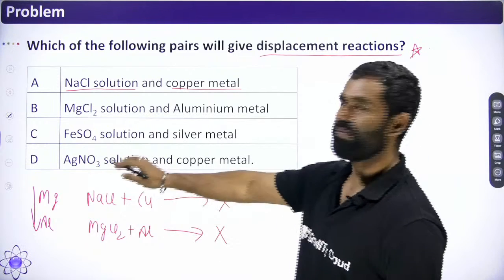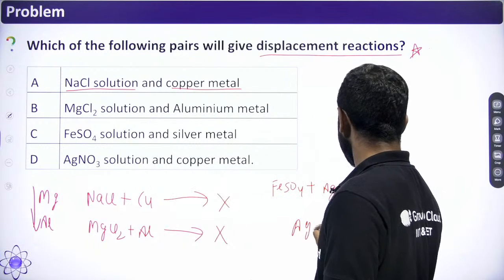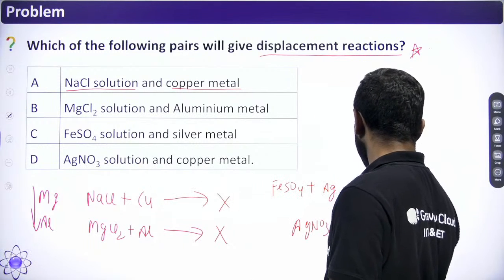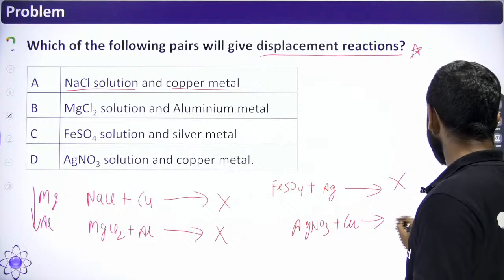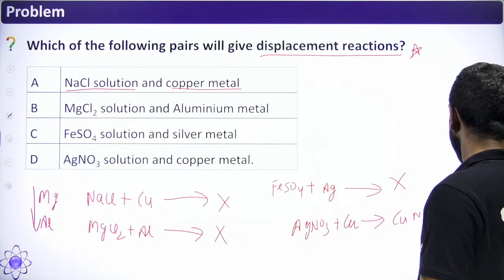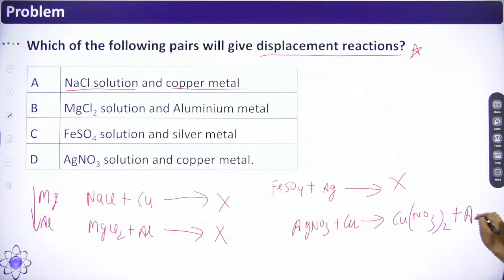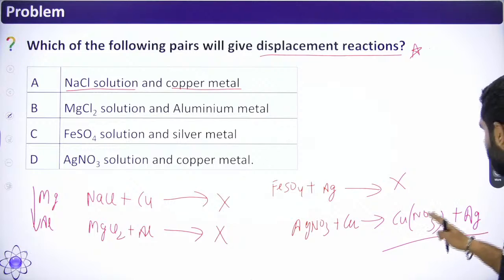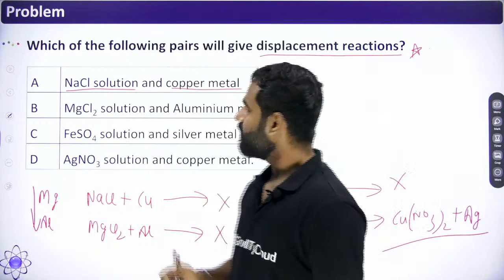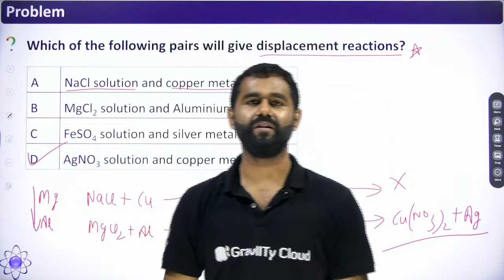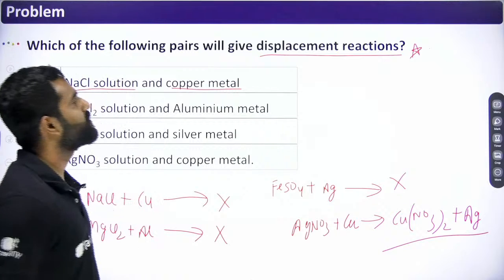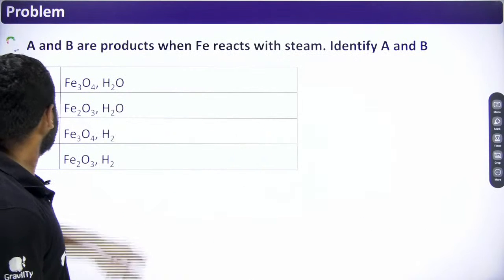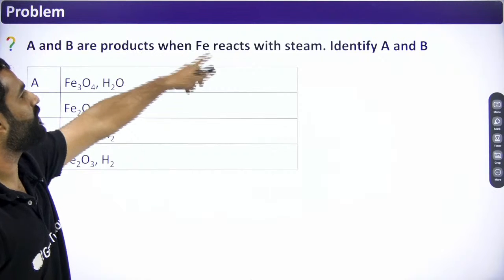Next, AgNO3 plus copper. AgNO3 plus copper. In this case reaction will occur because copper is more reactive than silver. So it will form copper nitrate plus silver. Simple. The reaction will occur and it will form copper nitrate along with the silver. So which option is there? It is the D option. It is a D option which is correct. Simple. Right?